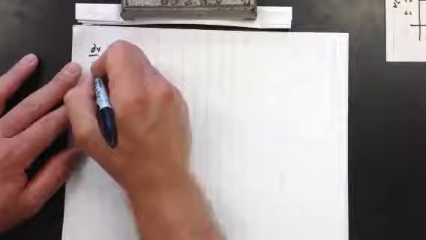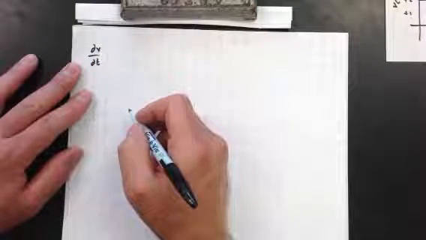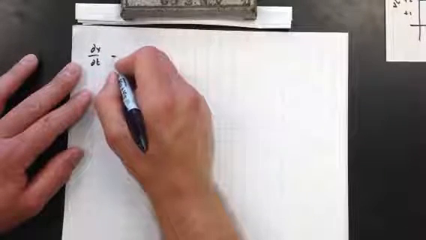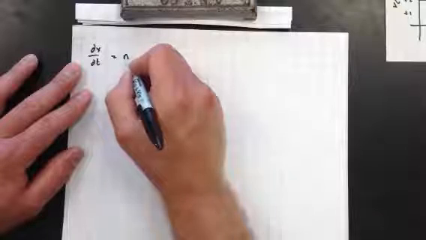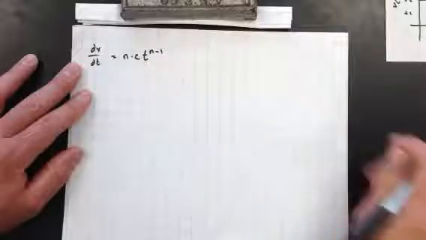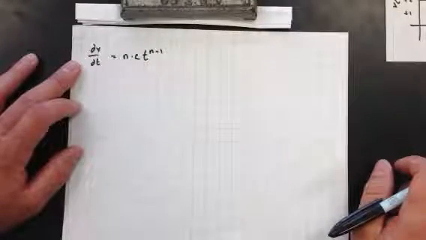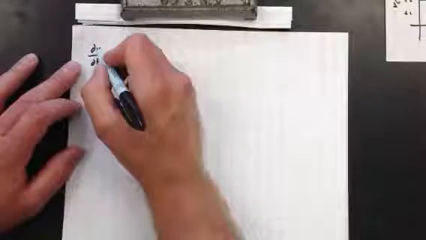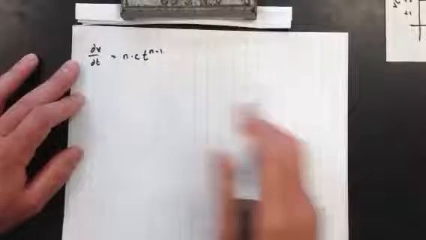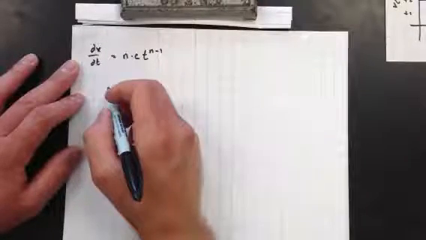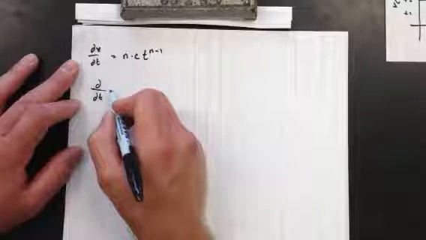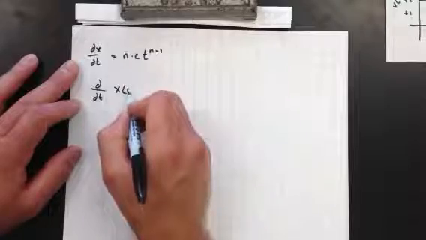So what we have to really be comfortable with is that the equation dx/dt of some function x is going to be n times c times t to the n minus 1. All right, and this is another way to express this notation here. It's kind of like the derivative with respect to time of some function x with respect to t.